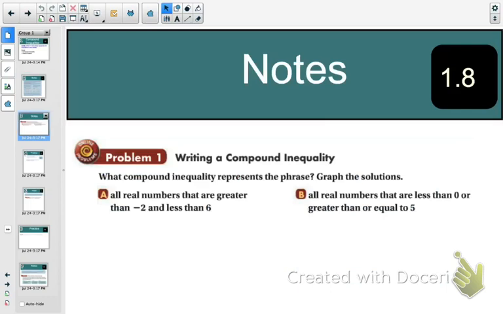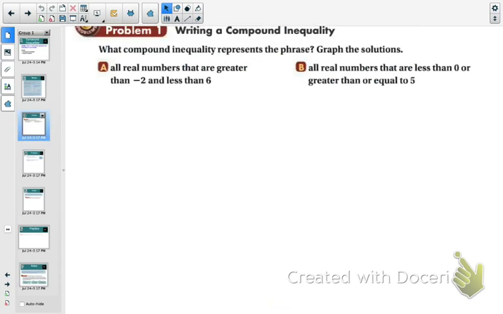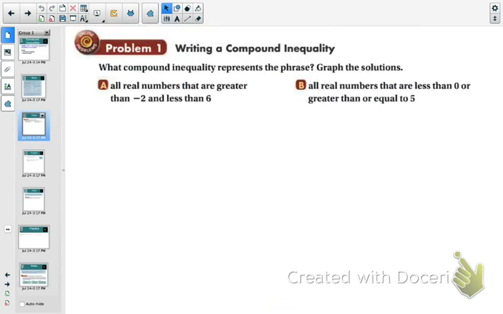Okay, so let's try some of these. So what compound inequality represents the phrase, graph the solutions? Okay, so all real numbers that are greater than -2, so that tells me x is greater than -2, and x is less than 6. So greater than -2 and less than 6. So because it's an and, that means I can write it as a compound inequality. So I'm going to say -2 is less than x. X is less than 6.